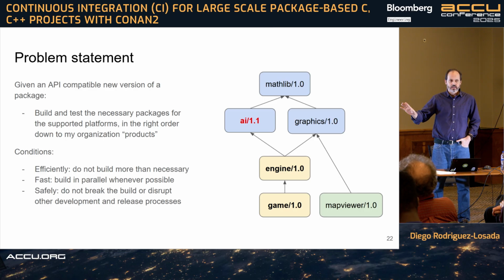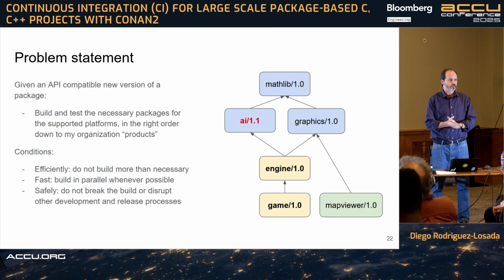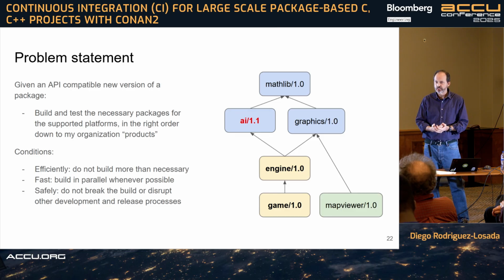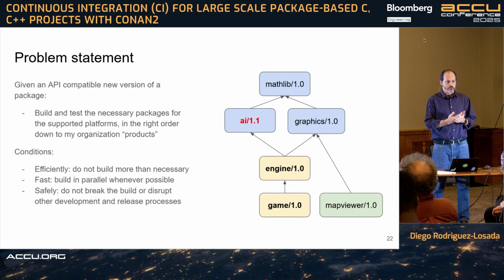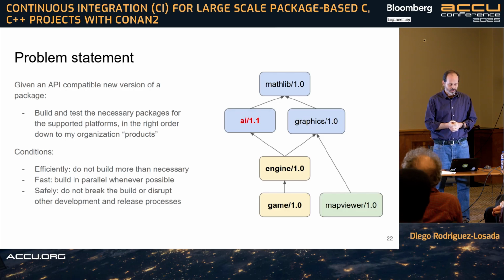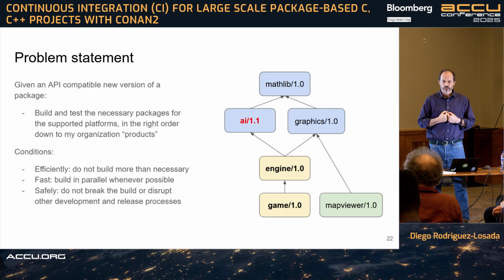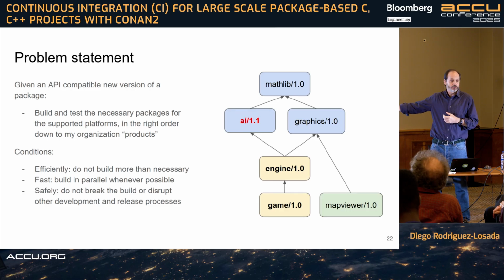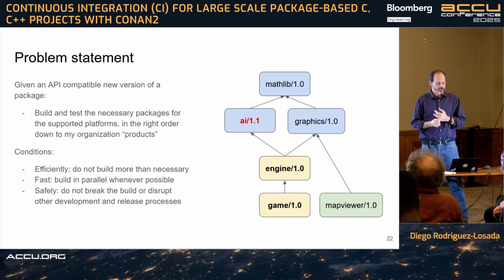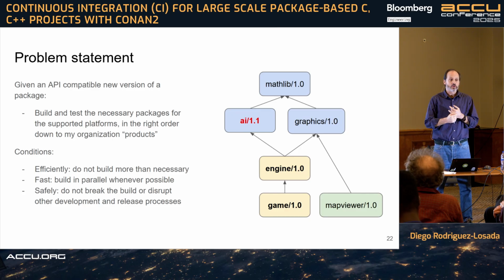So this is the formal definition of the problem that we are trying to address today. We have a hopefully API compatible change, right? And what we want to do is integrate this change in our products. That means build and test the necessary packages down the dependency graph, down to my organization's products, right? Because the products are what I really care for. This is what I need to deliver. And I want to do this in an efficient way. That means do not build more than necessary.